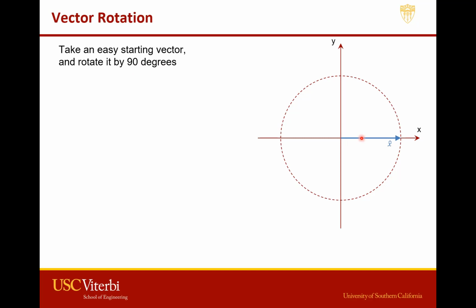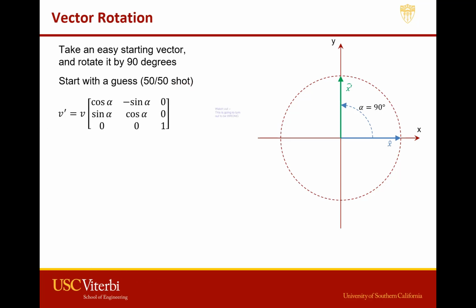So I'm going to rotate this x vector by 90 degrees around the z-axis, and that'll bring me to my x prime. And it's very easy to see in this diagram that x prime should be in the y direction. So how do I make a matrix that does that? I'm just going to start with a guess. And it turns out I have a 50-50 shot. So I'm going to guess this one.